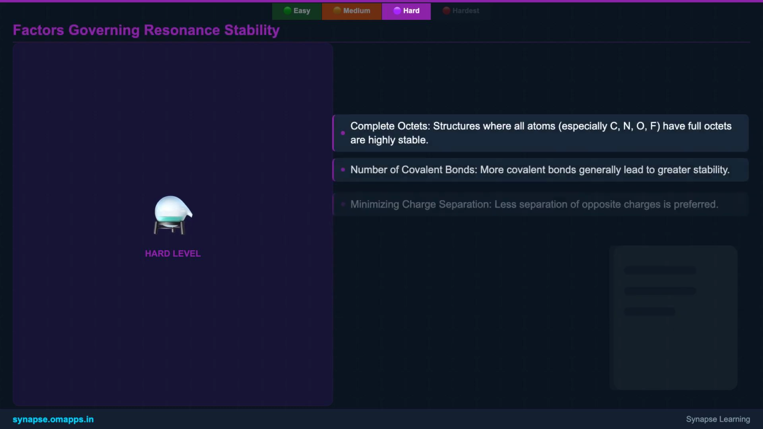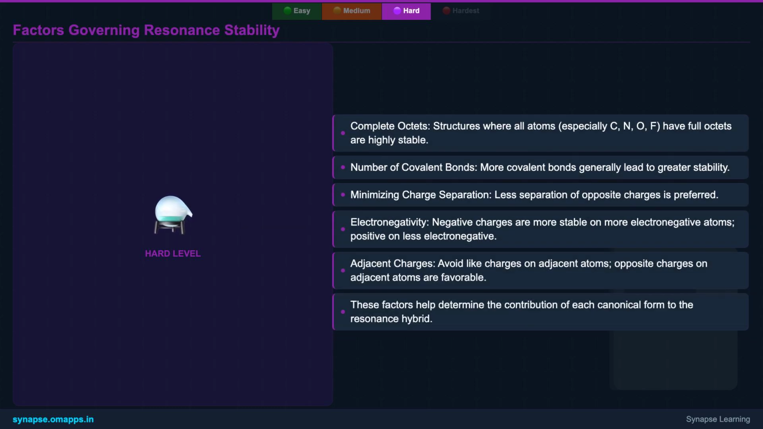Understanding the relative stability of different resonance structures is key to predicting a molecule's true character. The most stable structures contribute more to the resonance hybrid. Several factors guide this. Structures where all atoms have complete octets are generally the most stable. More covalent bonds also lead to greater stability. Minimizing charge separation is crucial.